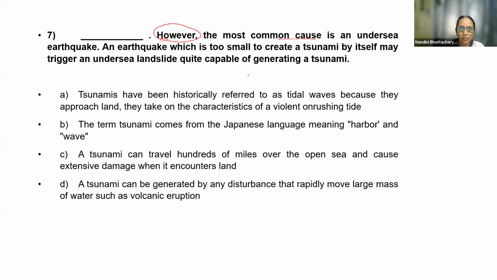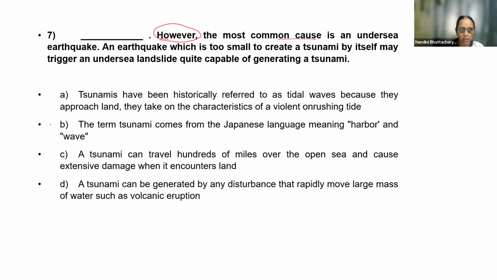So what is the main idea we have here? Avni? Just telling about the tsunami. Cause of tsunami. Yes, Shyam? Same thing, ma'am. Okay, so the whole thing is about the cause of tsunami. So what can we eliminate? Ma'am, D. D can be eliminated. D or B? No, sorry.